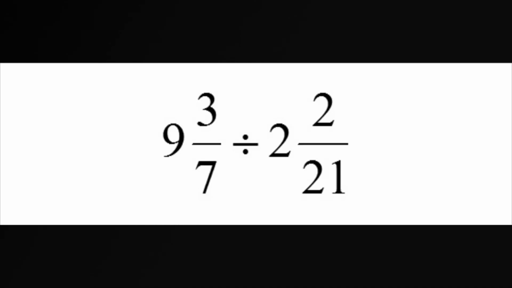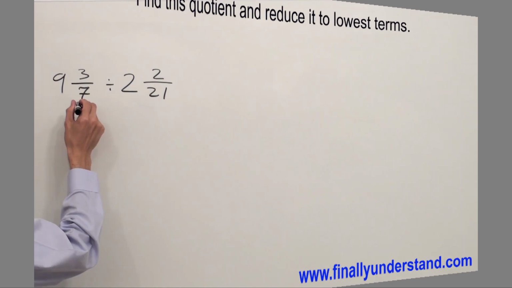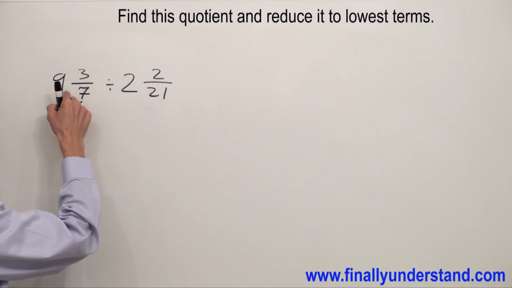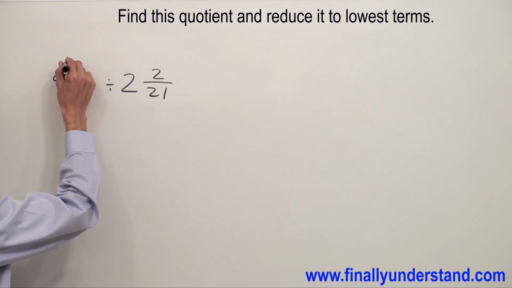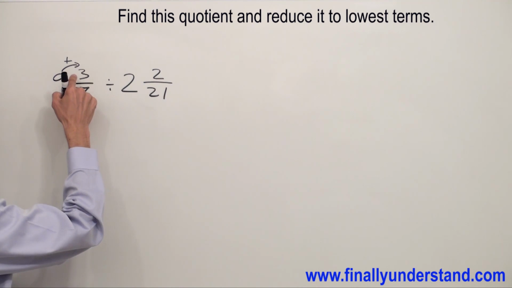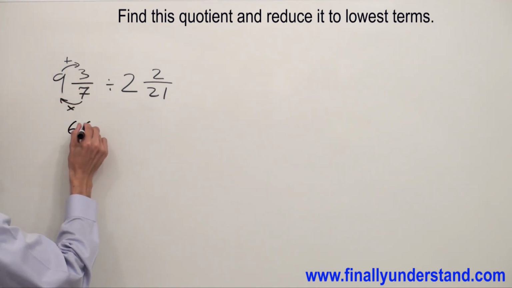Let's take a look at this example. We have to convert mixed numbers to improper fractions. Remember, we have to multiply the denominator by the whole number, and the result we have to add to the numerator. 7 times 9 is 63, plus 3 is 66.